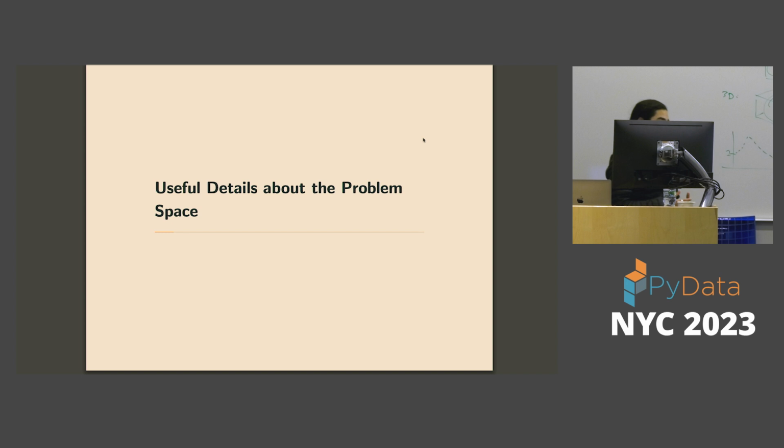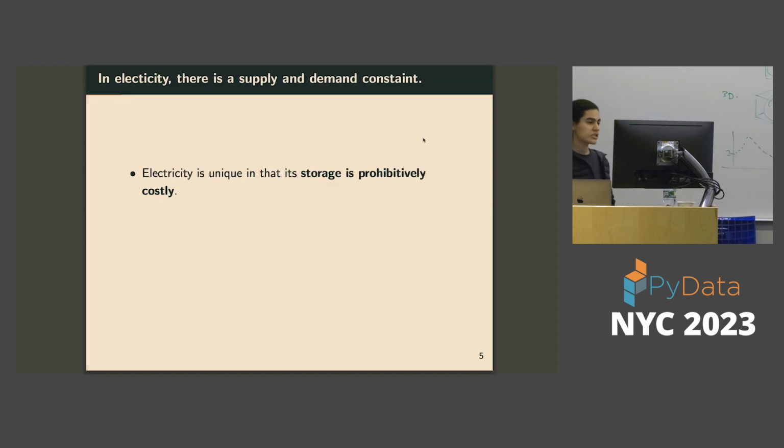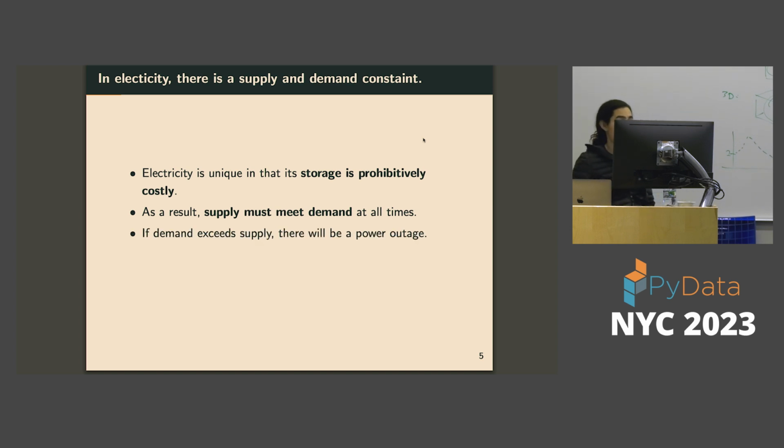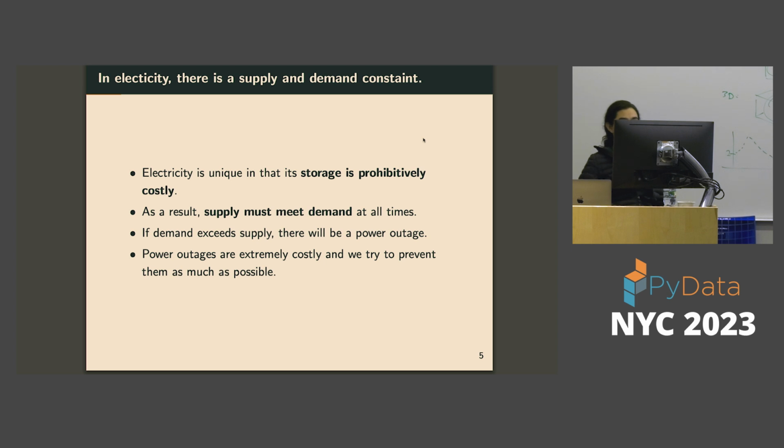So let's start with some useful details. You might be asking, why is this pricing model going to affect consumption? Electricity is unique in that its storage is prohibitively costly. What that means is that supply and demand must meet at all times. Imagine a state where you have demand exceeding supply. In that situation, you're going to have a power outage. Power outages are considered to be extremely costly, and so we try to prevent them as much as possible.